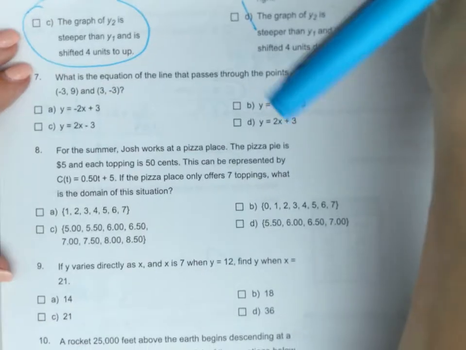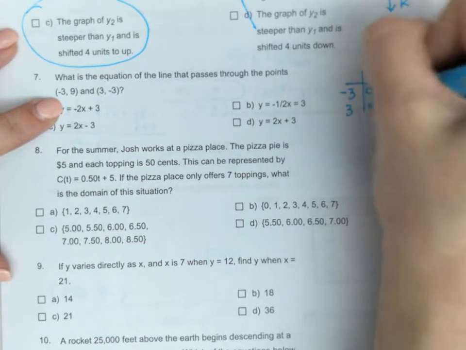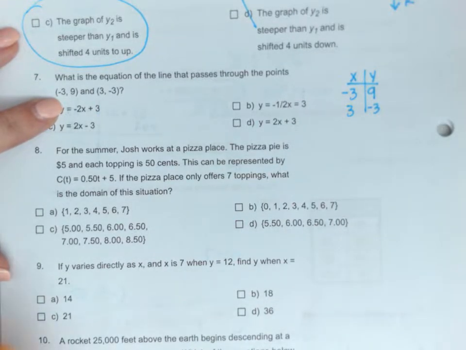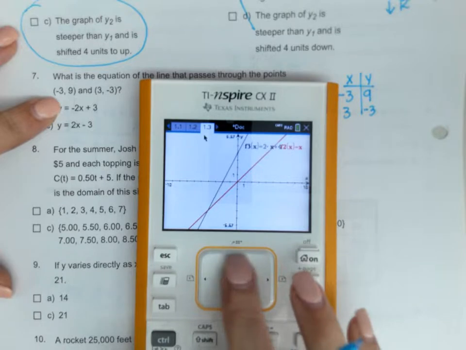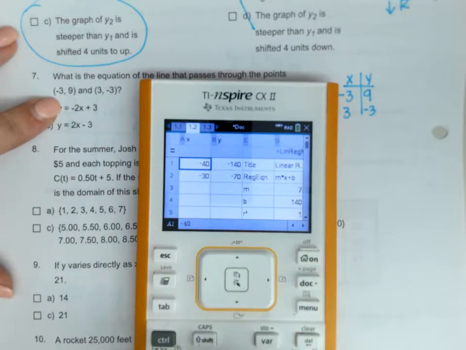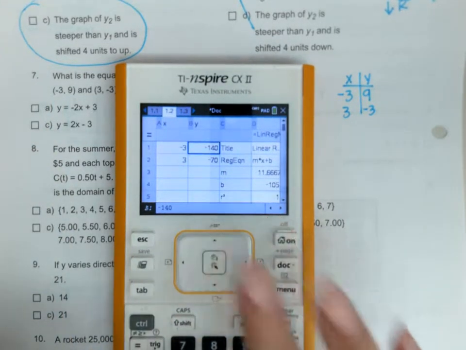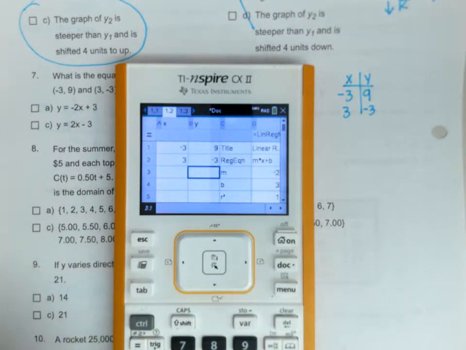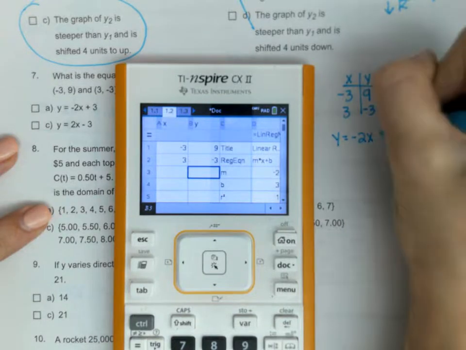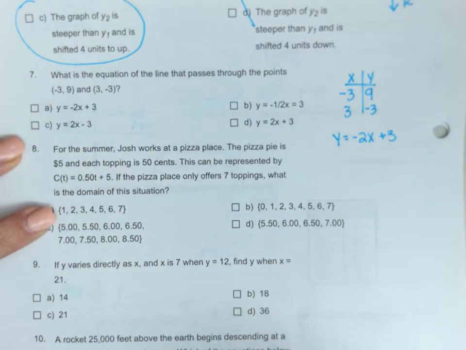What is the equation of the line that passes through the points negative 3, 9, and 3, negative 3? They gave me 2 points. I need to put them in stat. So I'm going to go on my calculator, because I sure already have it entered, to my table. We can just overwrite these points. So negative 3 and 3, 9 and negative 3. So my equation is y equals negative 2x plus 3. My m is my slope. My b is my y-intercept.